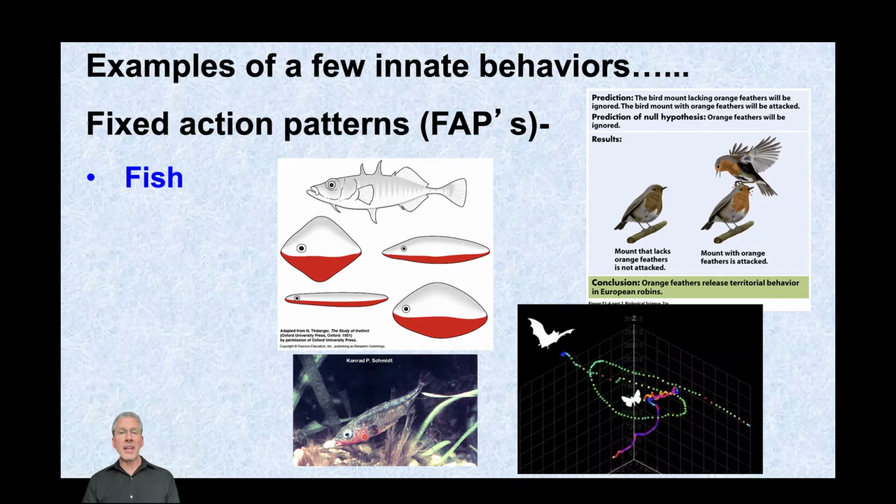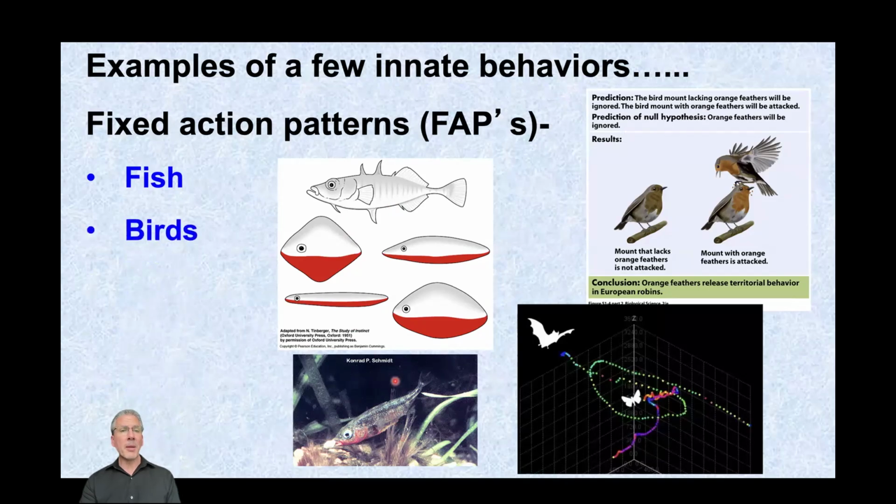And we can trigger that behavior even if we use plastic models that really don't look very realistic. But as long as those models have that red patch on the bottom side, that's enough to trigger an actual stickleback to initiate that defensive behavior. If you introduce a model that's pretty lifelike but lacks that red coloration on the underside, that simply will not initiate that behavior. So in that case, the trigger is that red patch on the underside of the organism, and of course the behavior then is the defensive response.